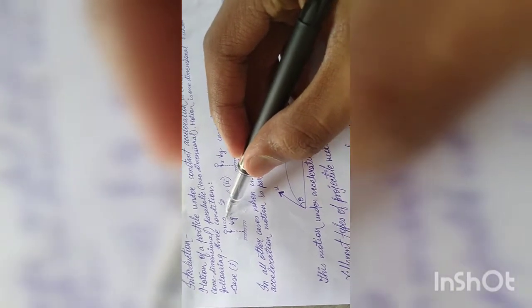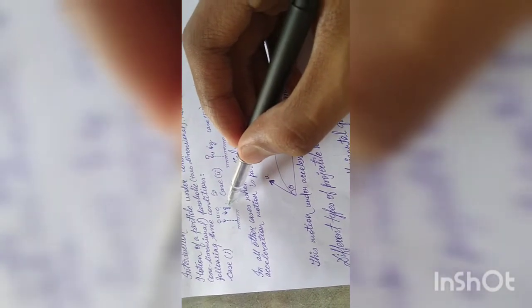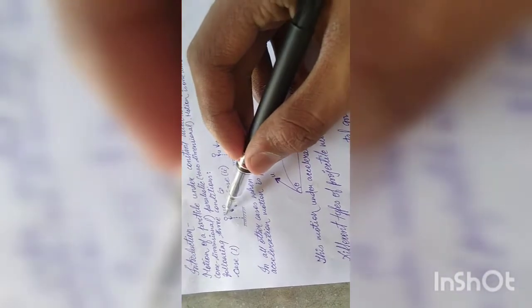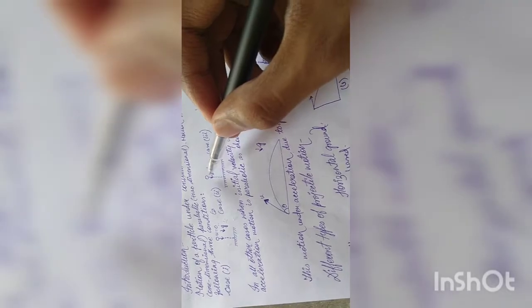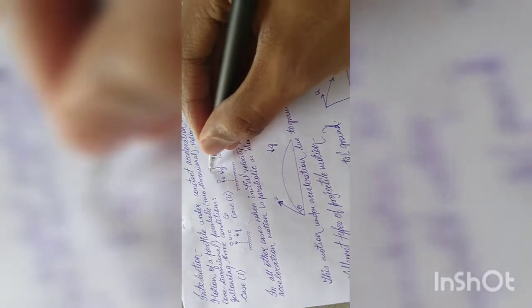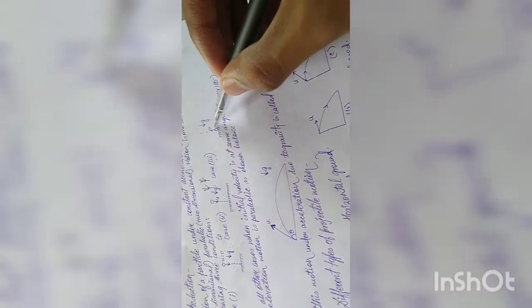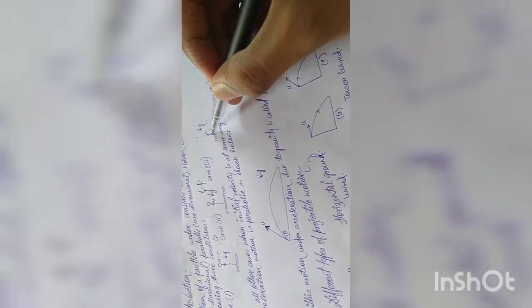This is the first case, where the initial velocity is zero and the acceleration is g. The second case is initial velocity parallel to the acceleration; here the initial velocity and gravitation are both parallel. And the third case is where the initial velocity is opposite to the direction of the acceleration, anti-parallel vectors. So these are the three cases.